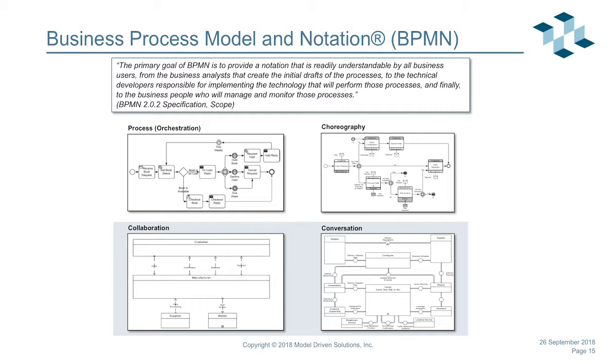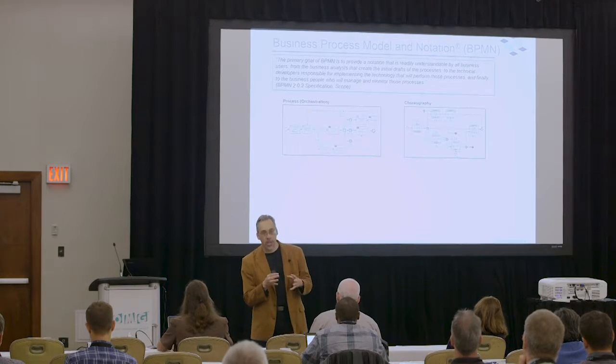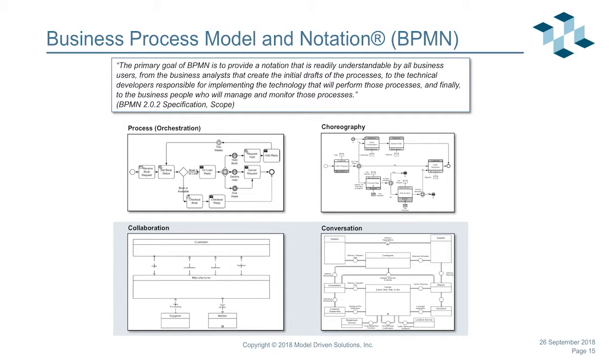Let me talk about the BPMN family of standards. BPMN is a notation. It's readily understandable by all business users, from the business analysts to technical developers to business people. So it's focused on talking about business processes, so it's not surprising that you've got something that looks like a flow. So the basic idea of a business process, you can see it's similar to UML activity diagrams, but it has a notation that is a bit richer around things like how you make decisions and events and the kinds of actions that happen in a business process.